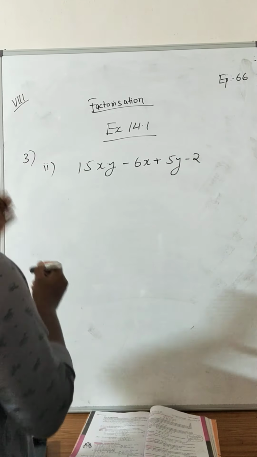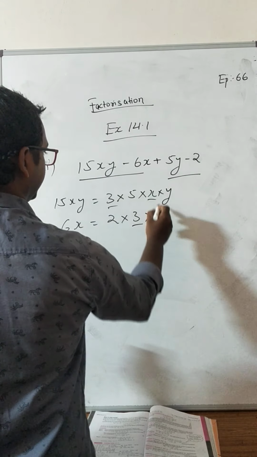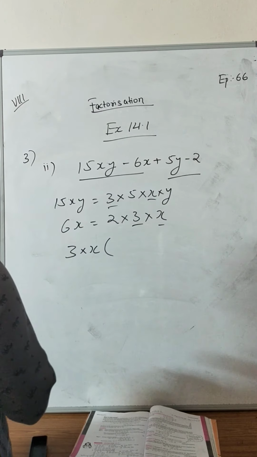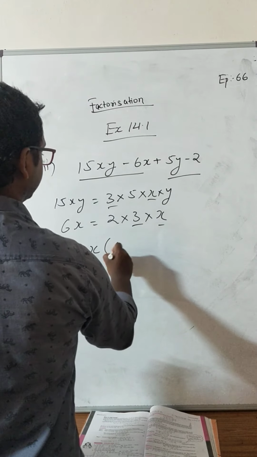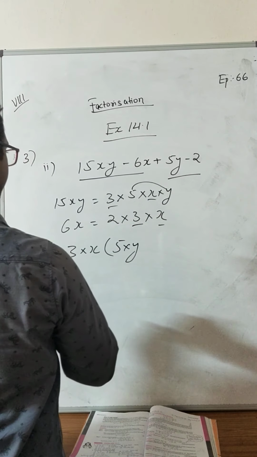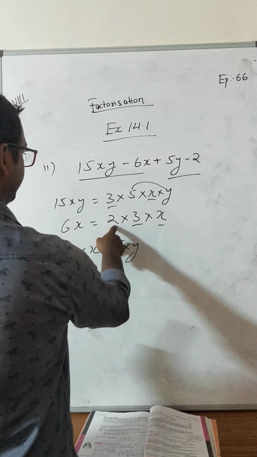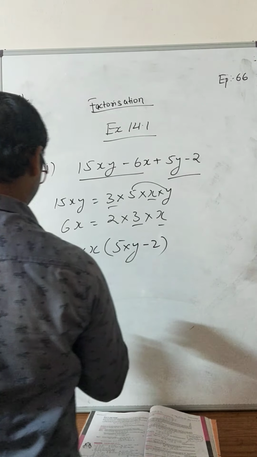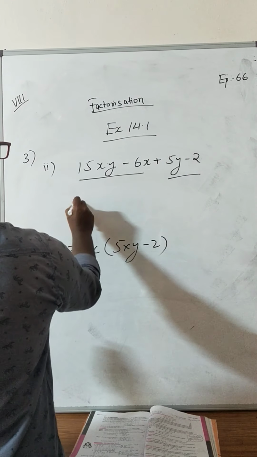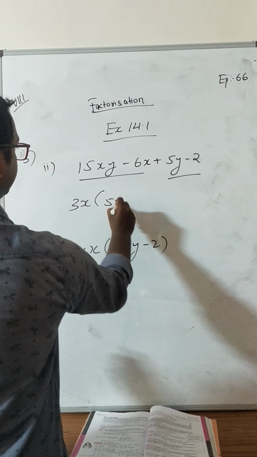Now see, 15xy is nothing but 3 into 5 into x into y. 6x is nothing but 2 into 3 into x. So what can we take common? We can take 3 as common, we can take x as common. So we will take 3 and x as common. When we take 3 and x as common, we will be left with 5 into y here, and here, when 3 and x are removed, we will be left with 2. So the final answer that we are getting from these two terms is 3x(5y minus 2).